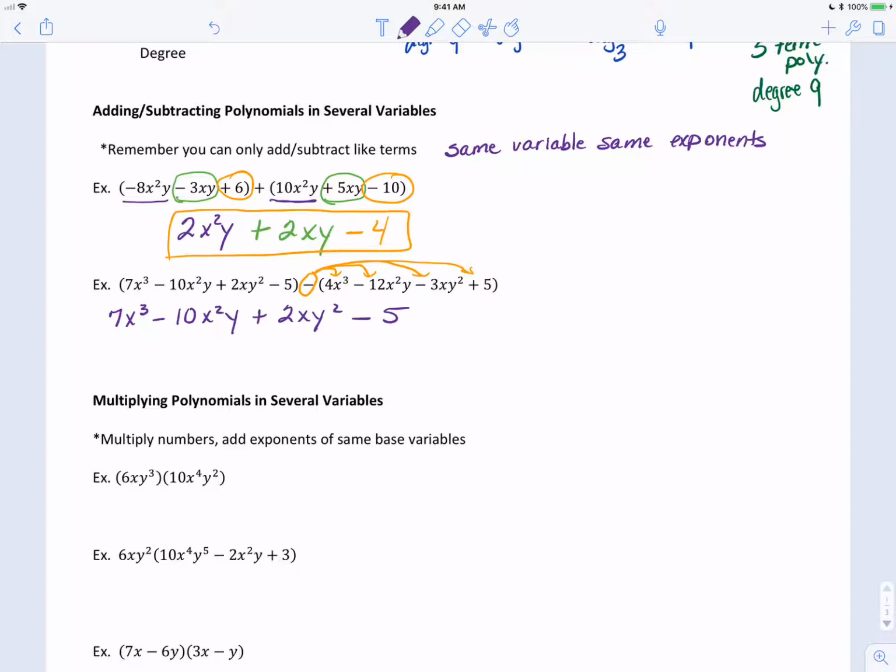Now I'm going to distribute that negative sign. And since these things are getting longer, I know I talked about before putting them underneath, adding up those like terms by adding these things vertically. So this negative sign distributed to that 4x cubed makes negative 4x cubed. And I'm just going to put him underneath there. Then that's going to make plus 12x squared y's.